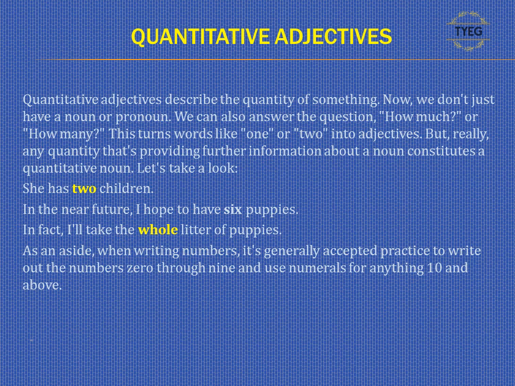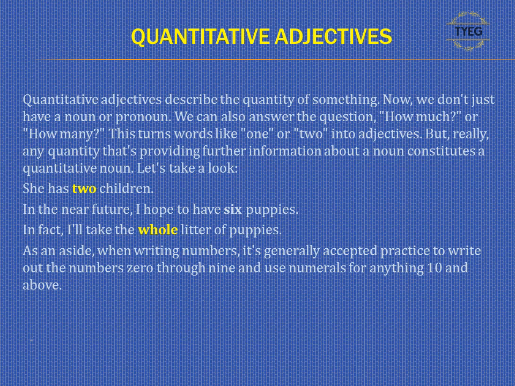Quantitative adjectives. Quantitative adjectives describe the quantity of something. Now, we don't just have a noun or pronoun. We can also answer the question, how much? Or how many? This turns words like one or two into adjectives. But really, any quantity that's providing further information about a noun constitutes a quantitative adjective.